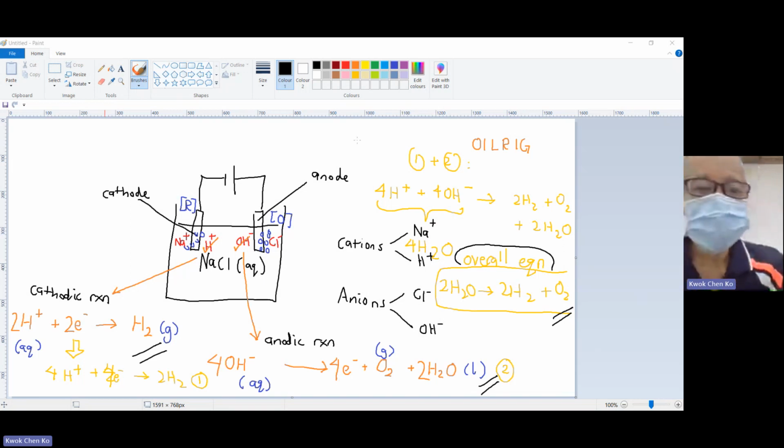Okay, now let's look at molten. It's very easy. Remember, high temperature. Temperature, it's so hard. Page number. Okay, up to you to number yourself.